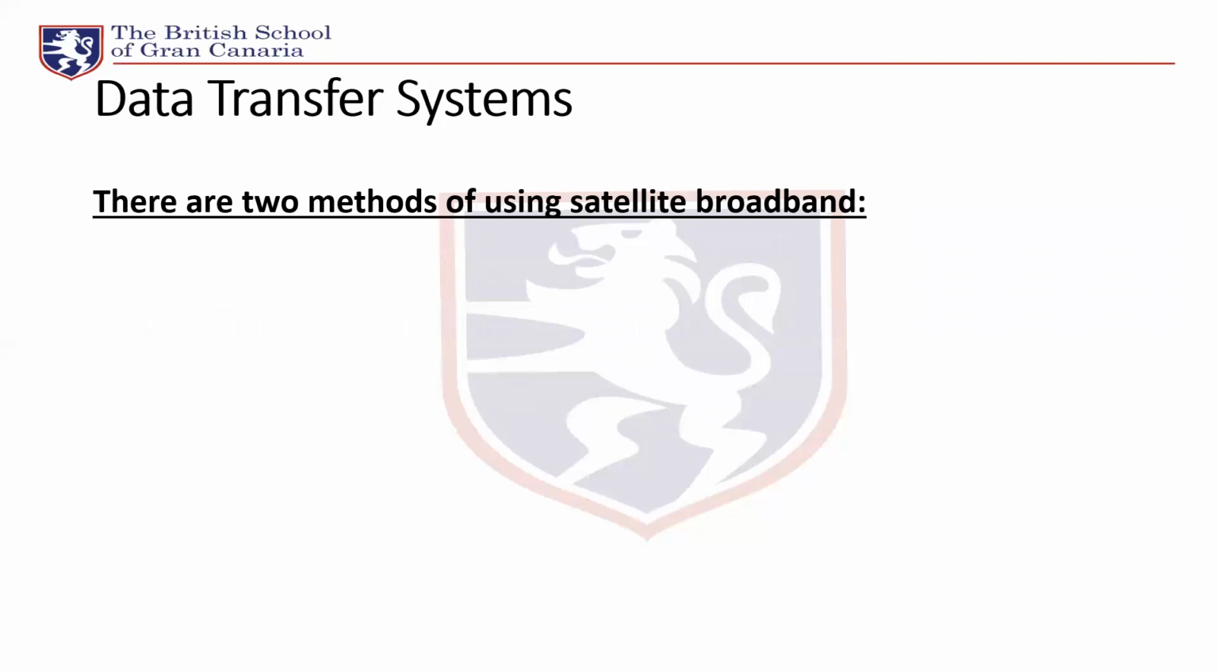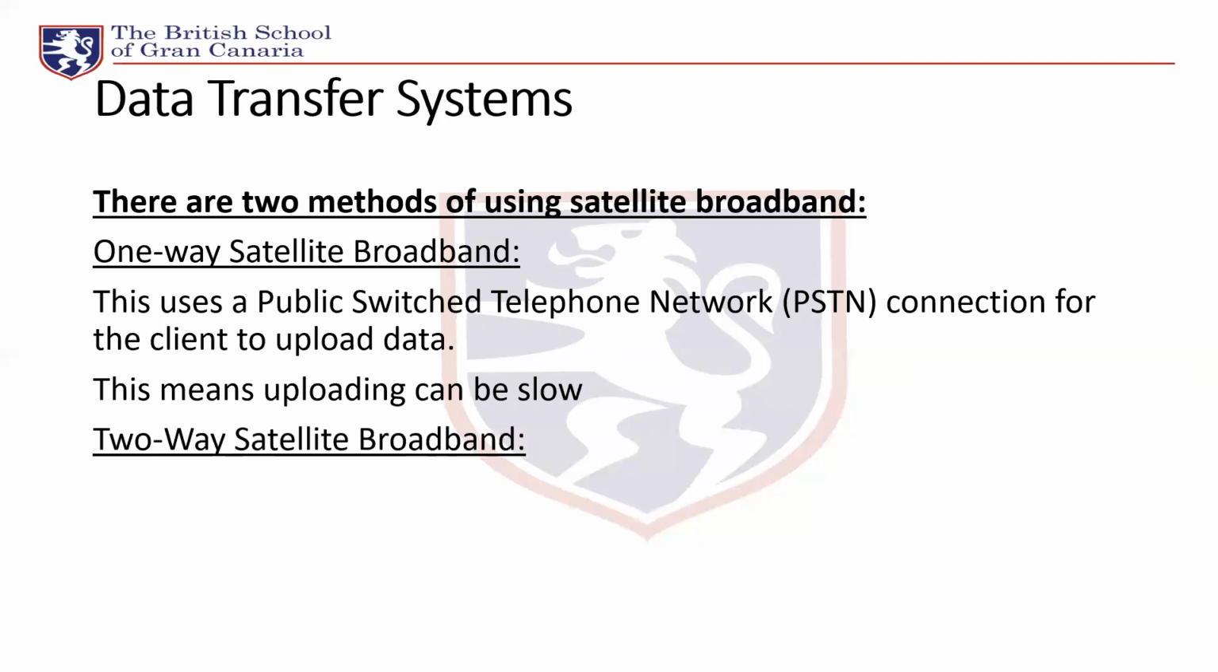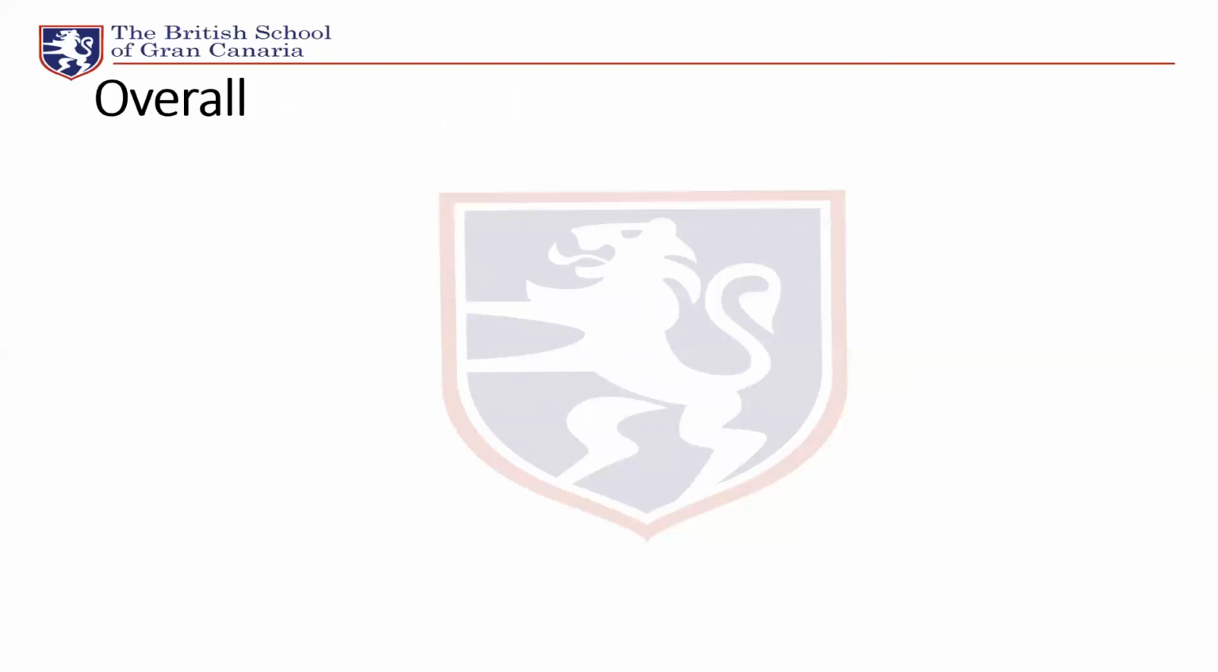So now, to get satellite broadband, there's two methods. One is the one-way satellite broadband. So this would use a PSTN, a public switched telephone network connection, for the client to upload the data. And this means the uploading can be very slow. Then you've got your two-way broadband, and this allows the user to upload data directly to the satellite, but this would require more expensive hardware to actually handle this connection and allow this to take place.